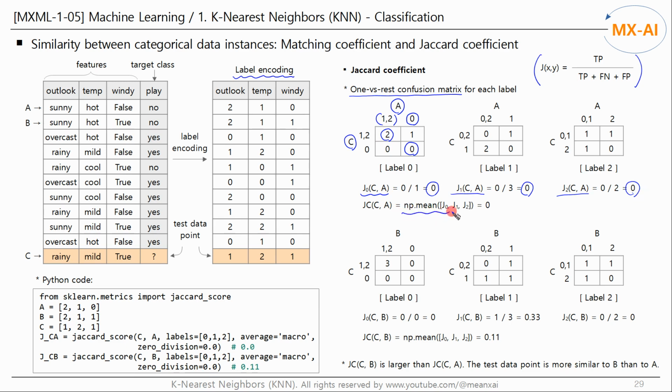Averaging the Jaccard coefficients for each label gives the final Jaccard coefficient between C and A. This is 0. In the same way, calculating the Jaccard coefficient between C and B gives 0.11. Using scikit-learn's Jaccard score function, we can easily obtain the Jaccard coefficient as follows. When using label encoding, the average argument of the Jaccard score function must be set to macro. In this case too, this test data point is more similar to B than to A.